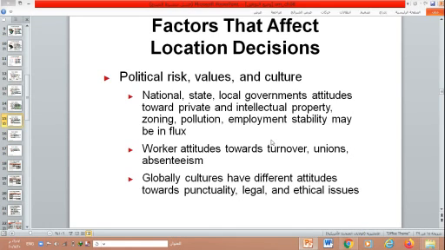Globally, cultures have different attitudes toward functionality, legal and ethical issues. So cultural variation in functionality by employees and suppliers may make a difference in production and delivery schedules.